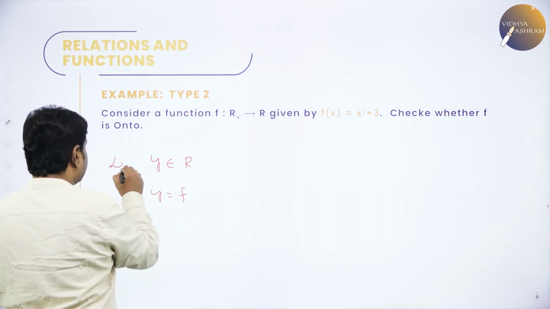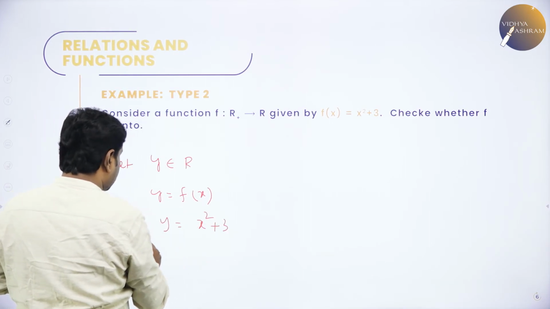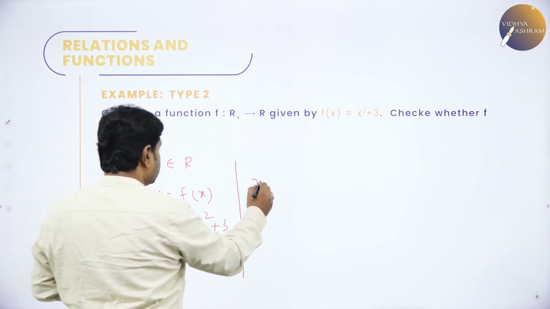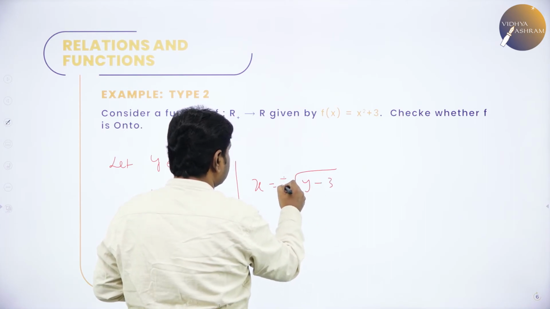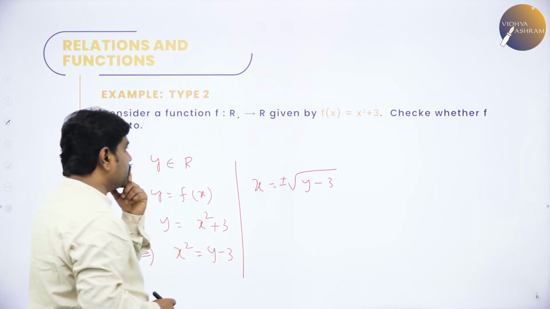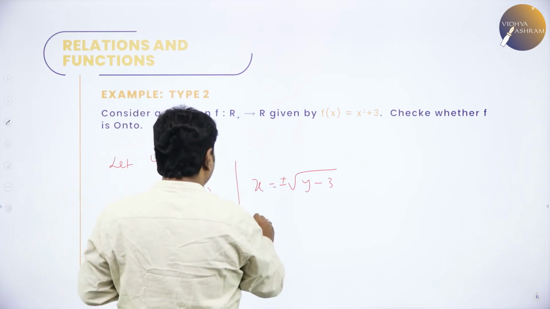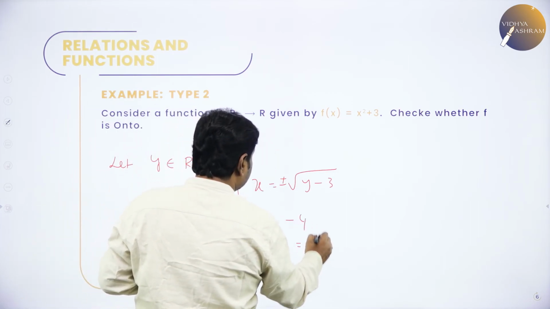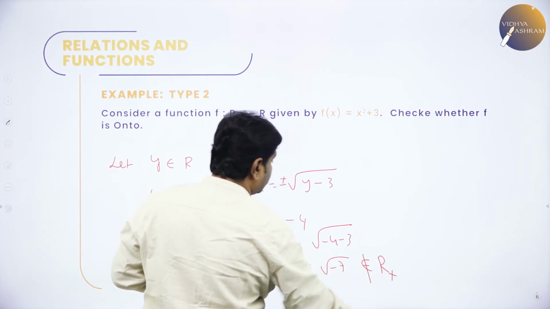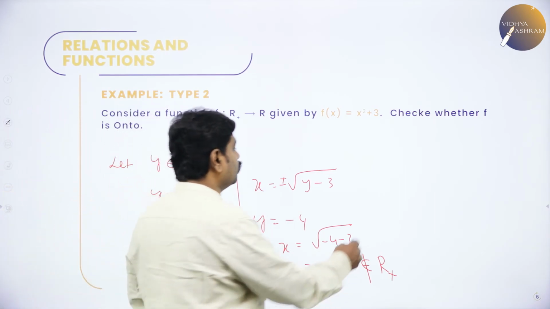y is equal to f of x, and f of x is what? x square plus 3. And from this, what is x? x square is y minus 3. And what is x? Plus or minus root of y minus 3. But here I can take plus because x should be a positive real number. But in the place of y, you can take any real number. If you take any real number, do you get R plus? Suppose I take y equal to minus 4. What happens to x? Root of minus 4 minus 3. Root of minus 7 does not belong to R plus. This is a complex number. Therefore, what is the conclusion? It will become imaginary. Therefore, it is not onto.